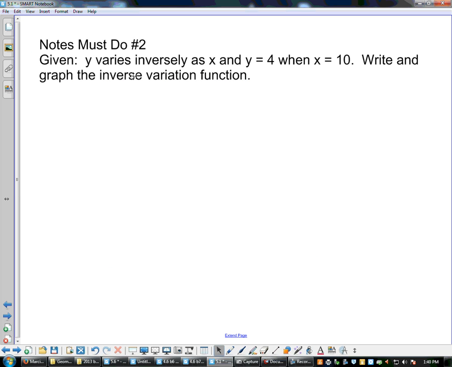All right, here's your notes must do number 2. On this notes must do, you're given that y varies inversely as x and y equals 4 when x equals 10. So write and graph the inverse variation function. And it's okay to graph this on your graphing calculator. Remember, as soon as you see that y varies inversely as x, you're going to write down a certain equation and you're going to plug things in. When you're done with this notes must do, go ahead and continue with this video.